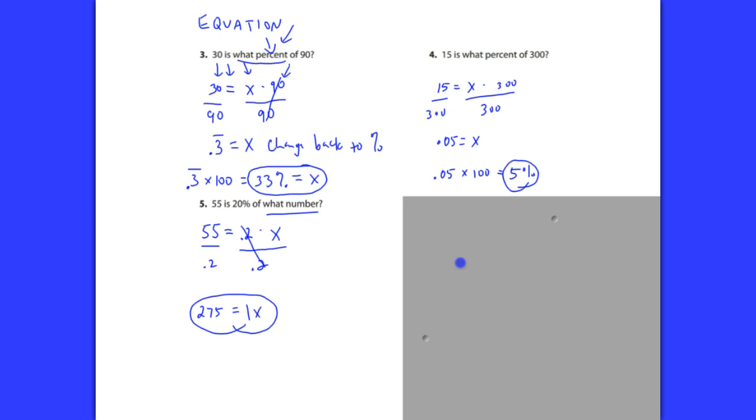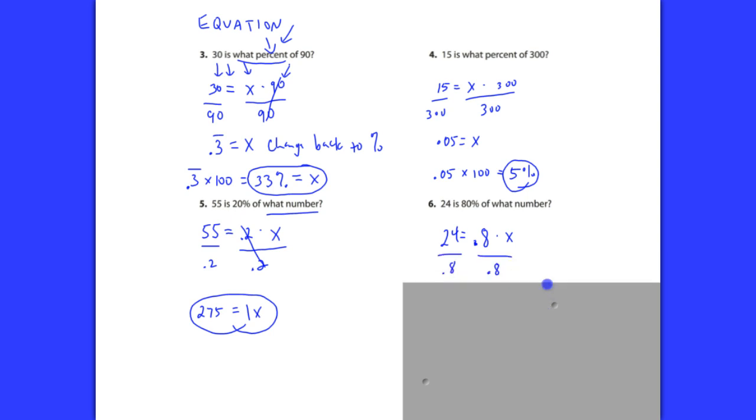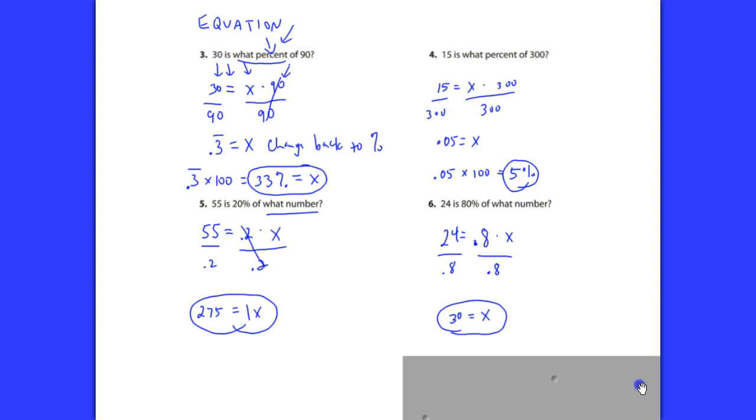And if you are back, hopefully this has worked out. Okay, it's just like the last question as well. Here's what you should have written down first: 24 equals 8/10 times x. Divide that by 0.8, and you get x equals 30. And that should wrap up through number 6 for now.